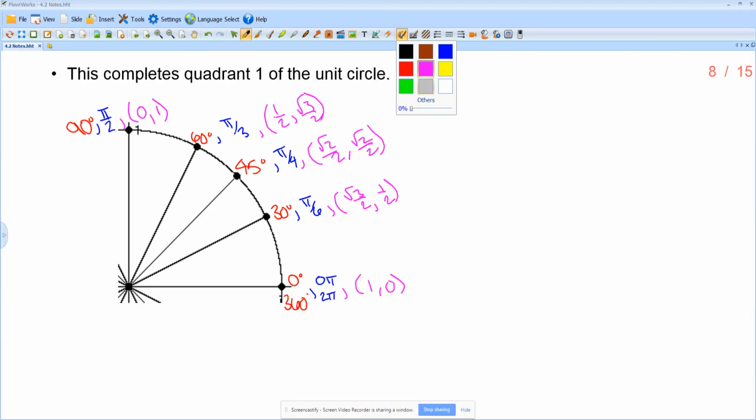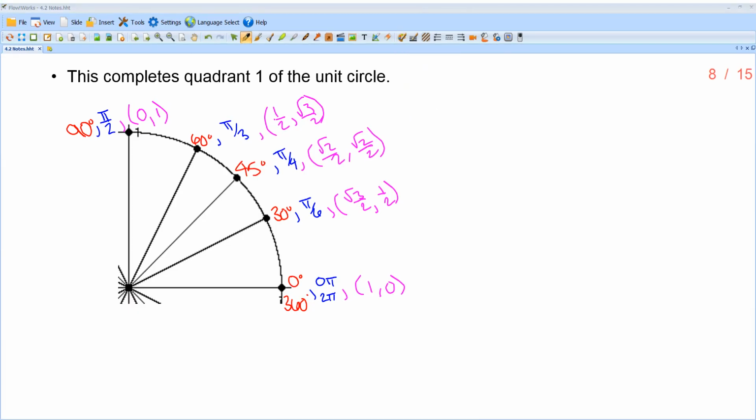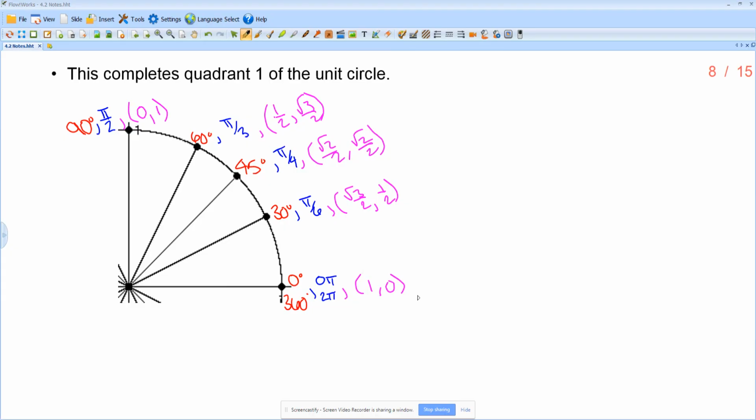And last, in a new color, let's do purple, we're going to do the tangents. So the tangent for this is going to be 0. The tangent for this was root 3 over 3. The tangent here was 1. The tangent here was root 3. And the tangent here was undefined.